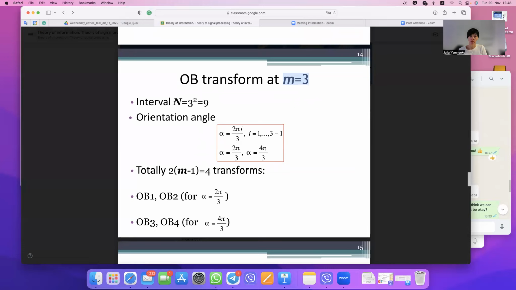And it means that the original function should be defined by 3 in some power values. For example, if we take 3 squared, 3 to the power 2, so totally 9 values of the original function. Of course, this is not a real situation because it's very, very simple.